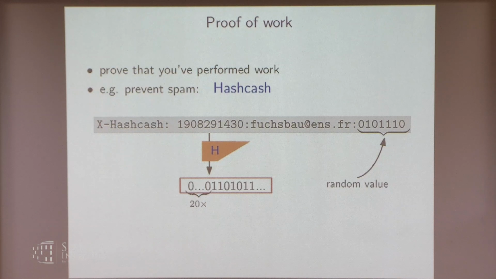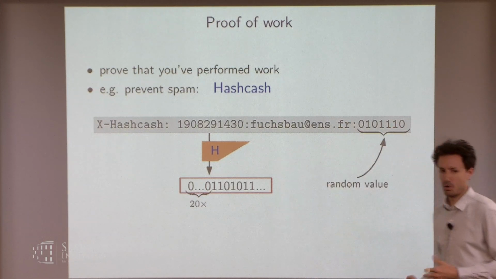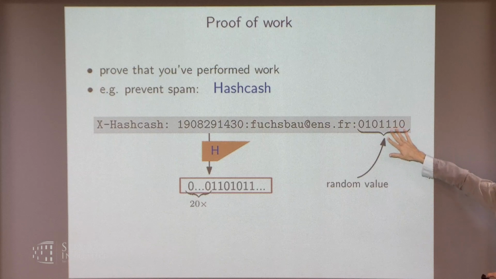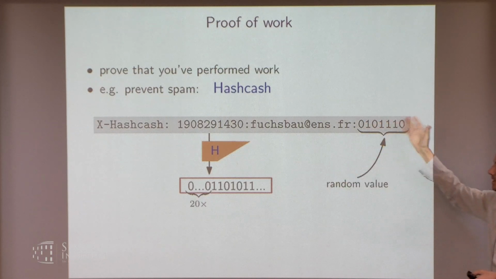So if you want to send me an email and this most likely doesn't happen to be very small, what can you do? Well, there's this random value here that you could just change and hash again. And if you're still not below the target, you try again, and again. What's the probability, or what's the expected number of tries you have to do before you get one?